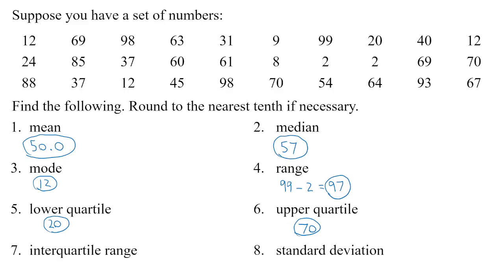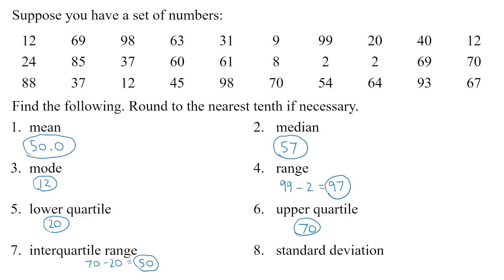The interquartile range is the difference of the upper quartile and the lower quartile. In other words, it's the upper quartile minus the lower quartile. Therefore, it's 70 minus 20, which is 50. So 50 is the interquartile range.